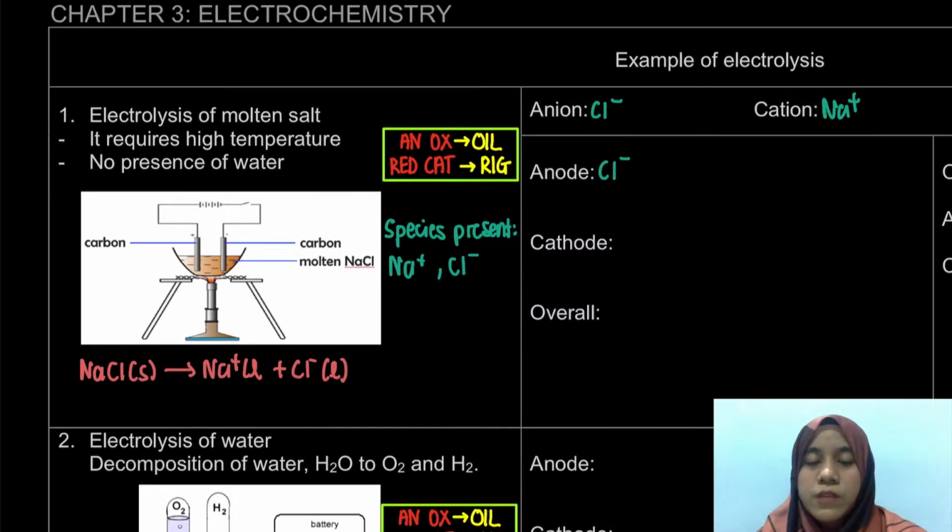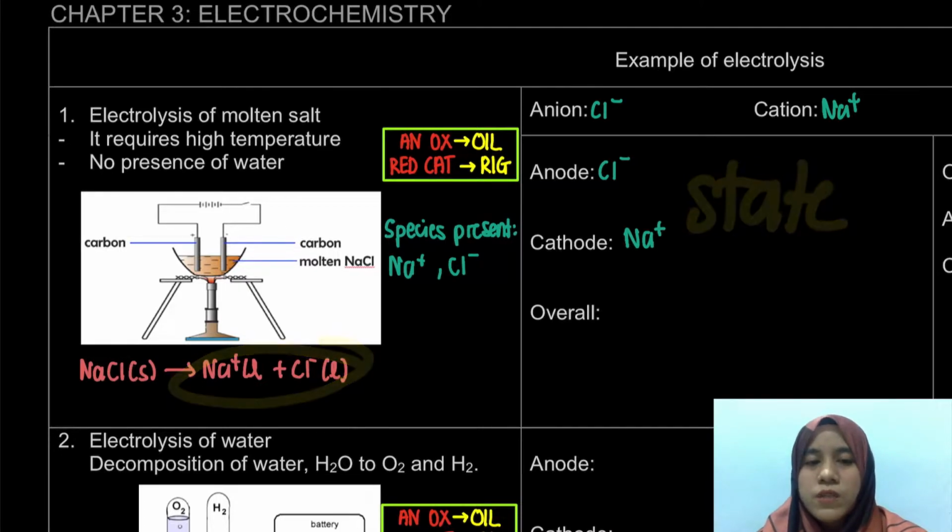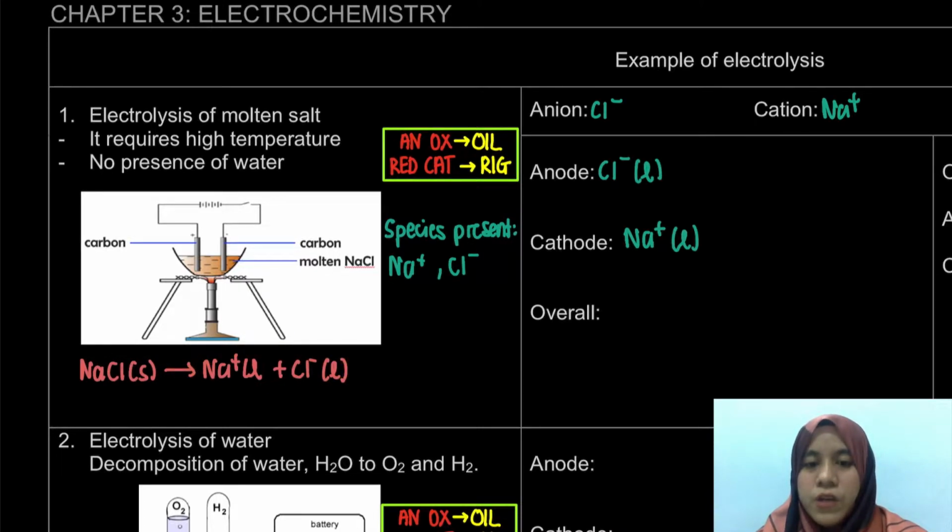So I'm going to write down the species itself first. Okay, how about the state? Remember, molten salt is the liquid state. Okay, right now let's do the equation. Oxidation is losing, so losing electron. Okay, but then again, what is the product?